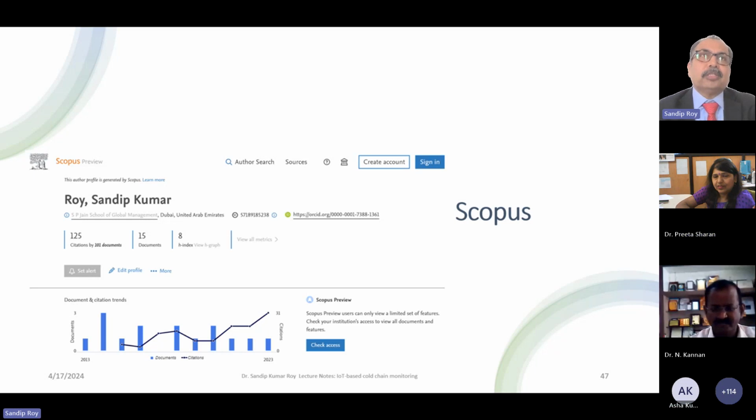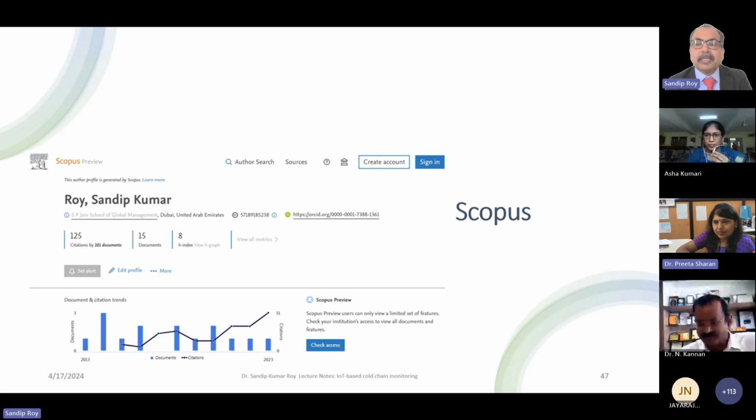Yes, Industry 4.0 is basically built on the pillars of IoT, AI, and blockchain. These are basically the driving factors for Industry 4.0. Okay, sir. Thank you.